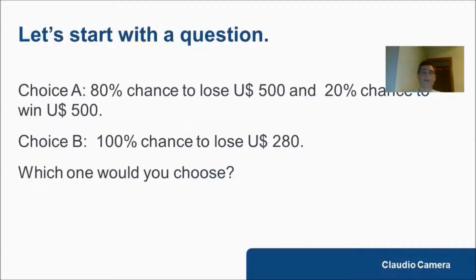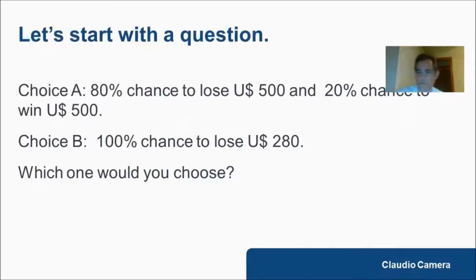In choice A, you have an 80% chance to lose $500 and a 20% chance to win $500. That's choice A. The other choice, choice B, you just have the chance to lose $280. Which one would you choose?